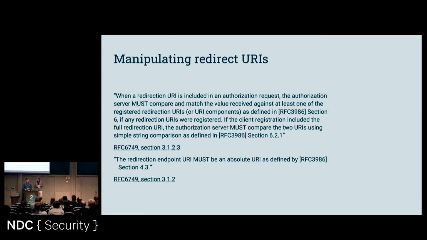So about redirects, this is what the OAuth specification says about them. Redirect URIs must be configured beforehand as part of the client configuration. And the token service must verify that the supplied redirect URI in the authorization request actually matches one of the configured URIs. And when doing so, you should use something called simple string comparison, which is a fancy way of saying you should compare them character by character. And it also specifies that the redirect URI must be an absolute URI.